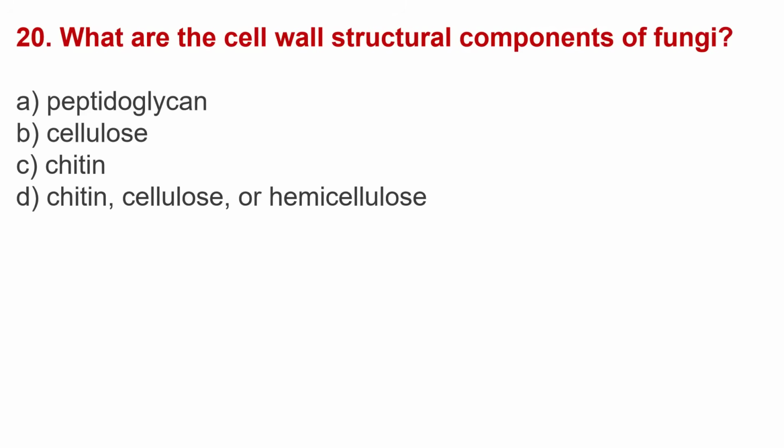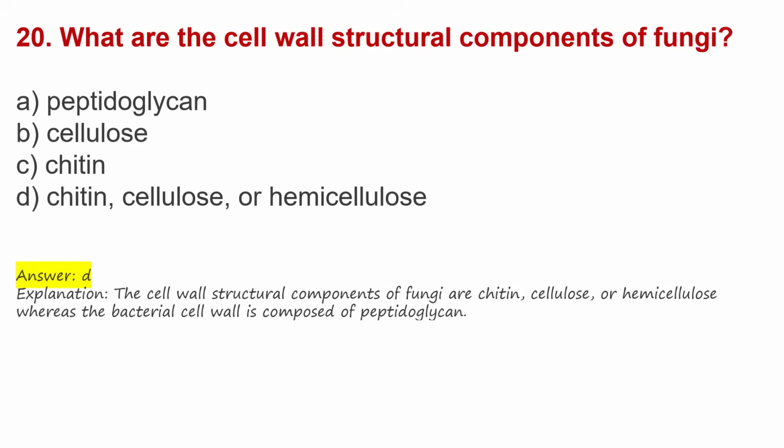Now question 20. What are the major cell wall structural components of fungi? A, peptidoglycan; B, cellulose; C, chitin; D, chitin, cellulose, or hemicellulose. The answer is D. The structural components of the fungal cell wall are chitin, cellulose, or hemicellulose, whereas the bacterial cell wall is composed of peptidoglycan.